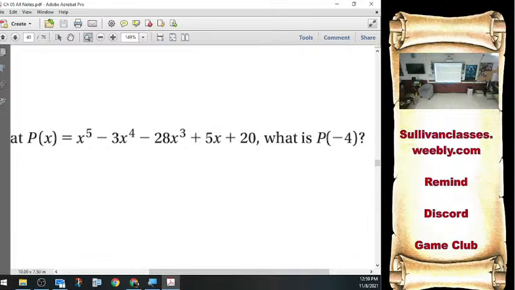Yeah, it's always the zero of the thing. We call it the zero of the thing because it's the same as if I had evaluated at that number. I think it's easy. Oh no, it's not difficult. It's just longer. Because 1, -3, -28, 0, 5, 20.